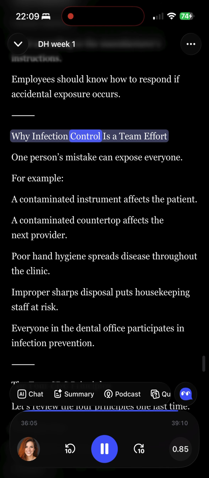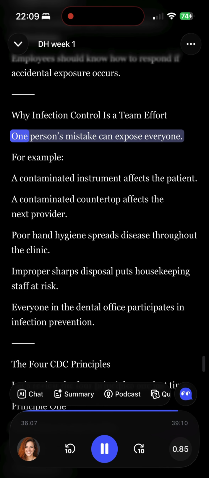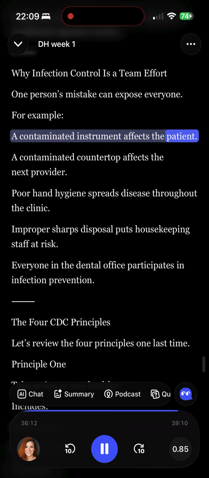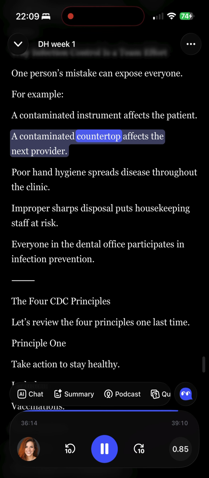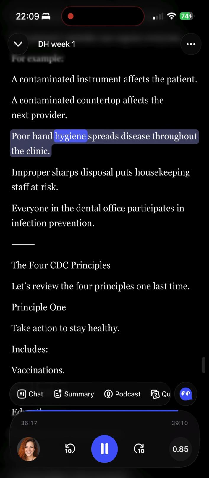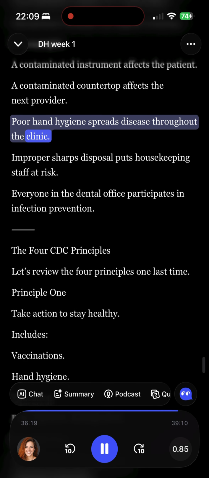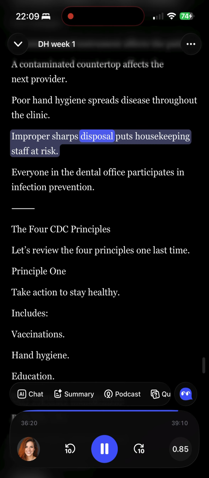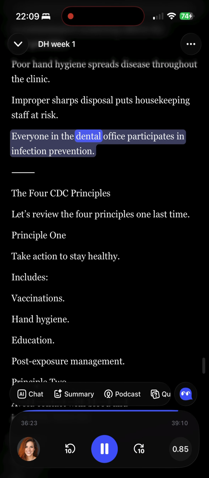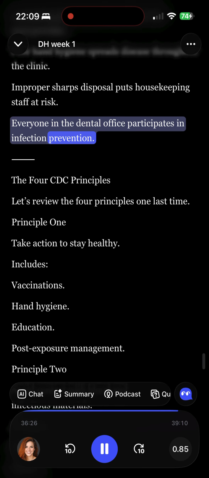Why infection control is a team effort. One person's mistake can expose everyone. For example, a contaminated instrument affects the patient. A contaminated countertop affects the next provider. Poor hand hygiene spreads disease throughout the clinic. Improper sharps disposal puts housekeeping staff at risk. Everyone in the dental office participates in infection prevention.